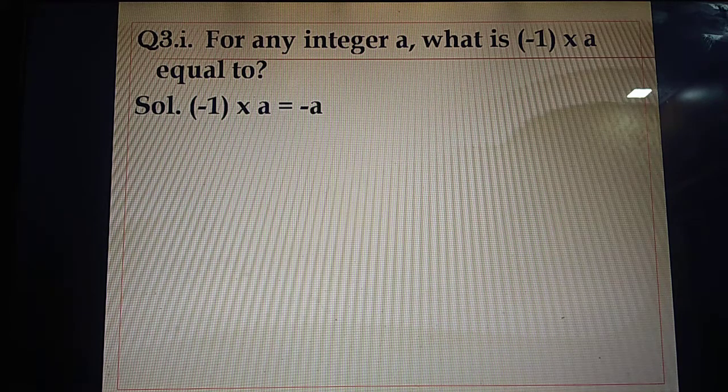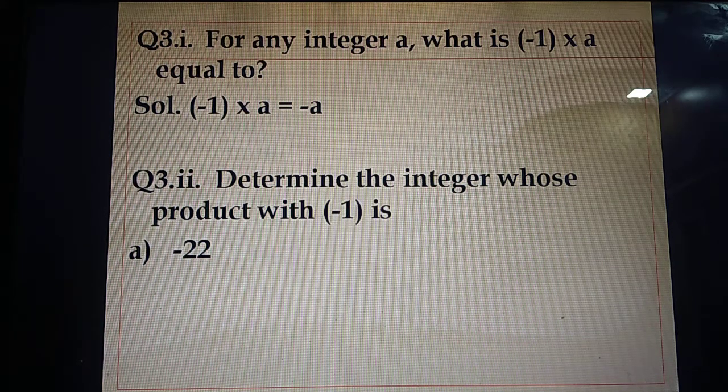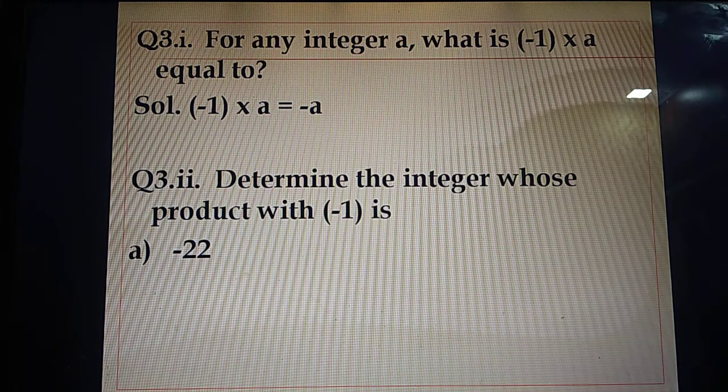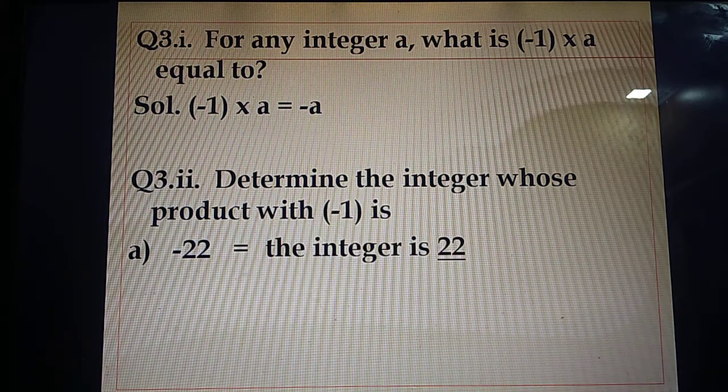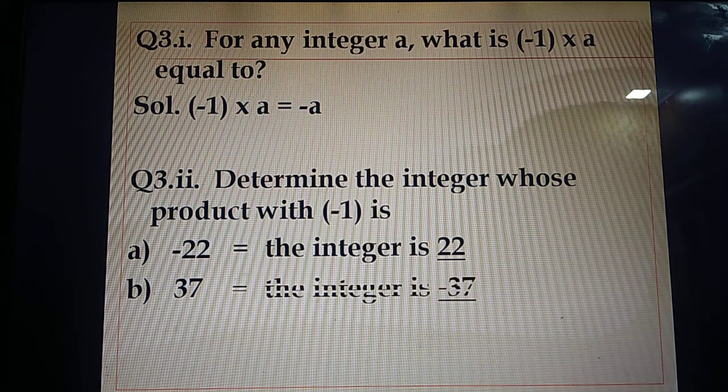Now, moving to the next sum of question number 3. Determine the integer whose product with minus 1 is minus 22. Now, as I just explained to you in the first part, to get minus 22, what will you multiply by minus 1? Yes, 22. So a positive integer, when you multiply it by minus 1, we will get the answer as minus 22. Similarly, if you want a positive integer, you will multiply minus 1 by a negative integer of the same numerical value.